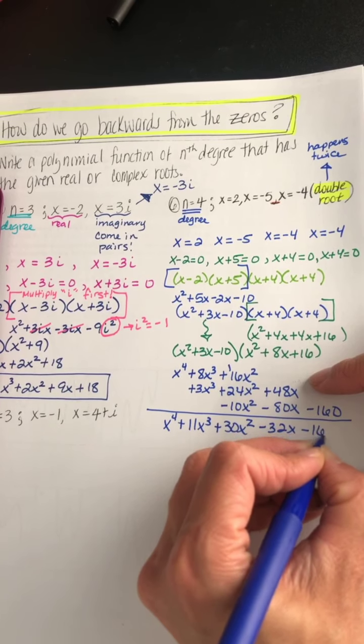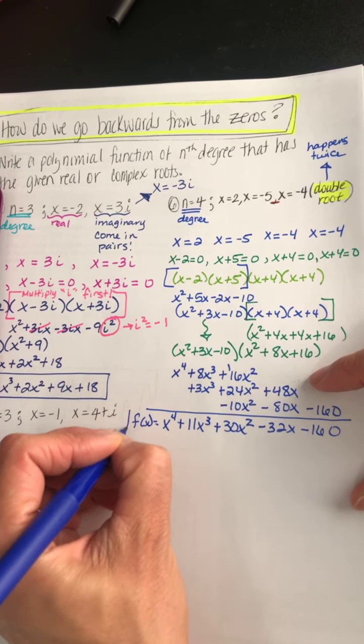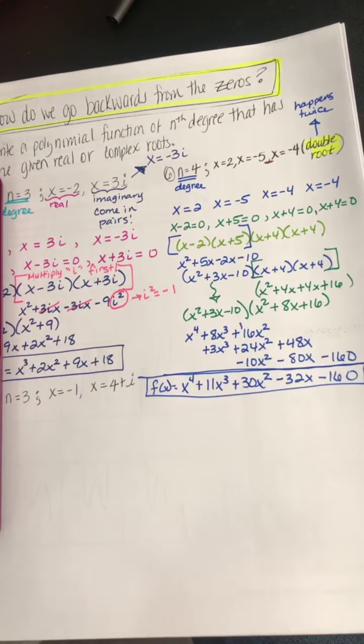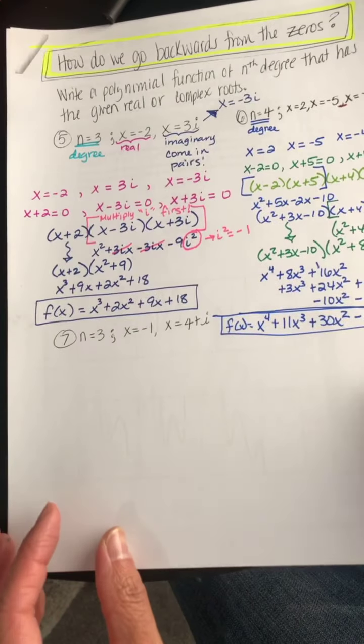And then minus 160. So let's slap an f of x in front of it and call it a day. There we go. Can even use that as my box. And there it is. There's my fourth degree polynomial. Lots of multiplying, lots of distributing, but it's doable.